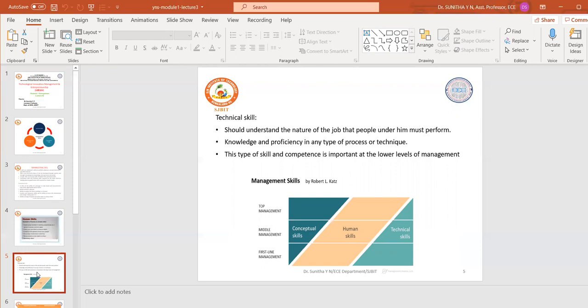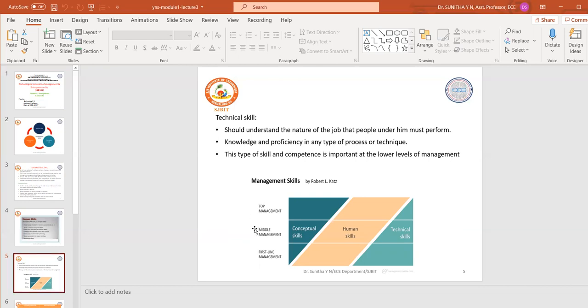That is what we call a technical skill. Your subordinate will be doing that, but you should know how to do those things. That's what we call technical knowledge. So knowledge and proficiency in any type of process or technique, he should be aware of, then only he can manage things. This type of skill and competence is important at lower levels of management. So if a manager is working at a lower level, then this technical skill is very much essential.